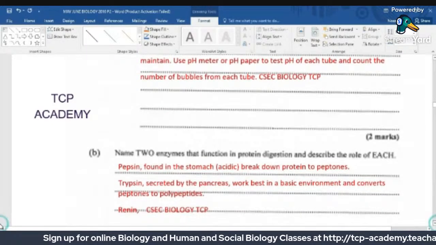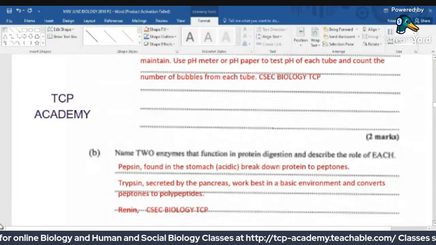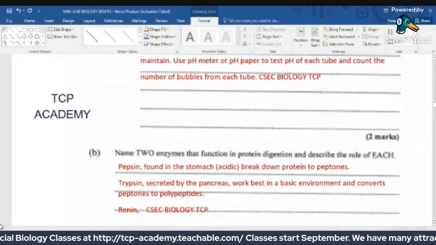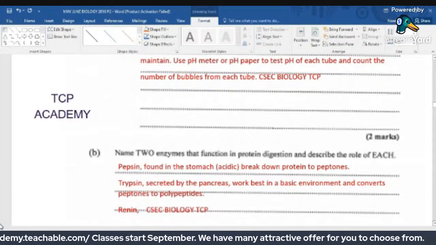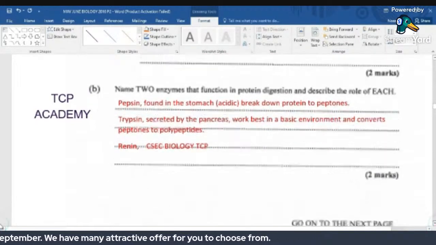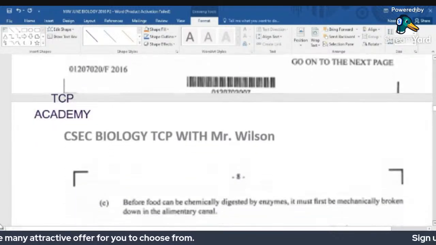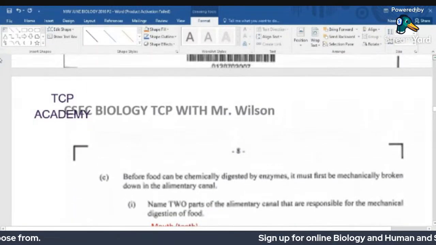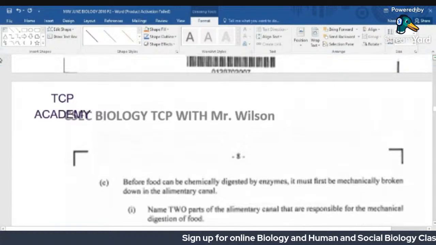But there is also renin, and you can tell me in the chat, what is it that renin does as an enzyme acting on protein? Leave that in the comments section. That's for you to show that you have been following the paper here, and you are pretty much a part of what we do. So we're looking at the other question here, C of question number 1.